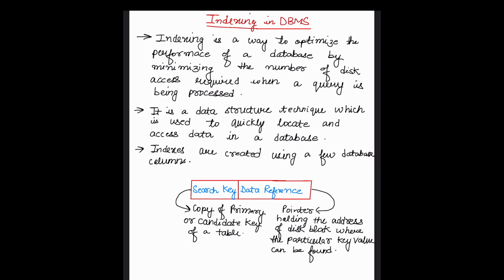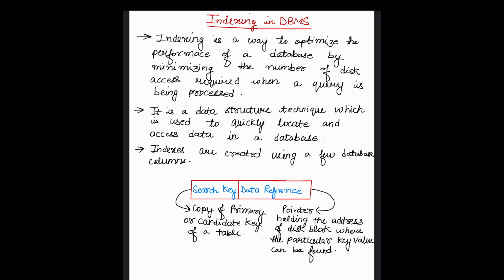Now, how do we maintain an index? The index is maintained in an index table which particularly has two columns. The first column is the search key and the other column is the data reference. The search key can be a copy of any primary key or candidate key from the main table. For example, if I have a table student with different columns like roll number, age, name, gender, percentage, address, department, then we can have the primary key as the roll number, which can serve as the search key in the index table.